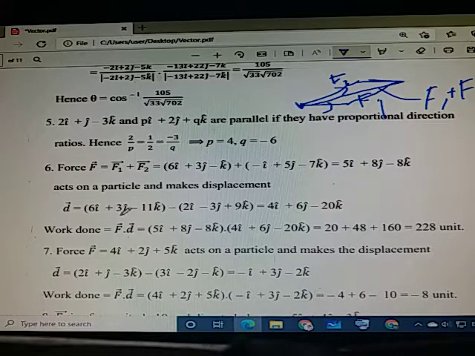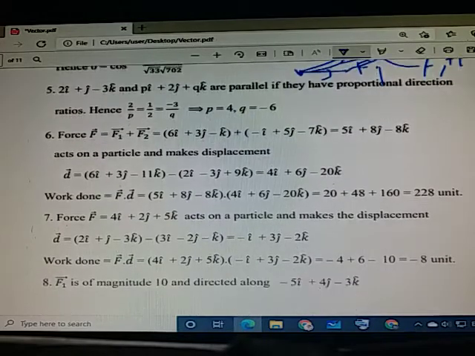We are displacing by a displacement vector d. So you consider the work done, and this will give you this. You just write unit because no units are given for your force or displacement. Nothing is given, so you just write unit. Then force, etc. Same problem.